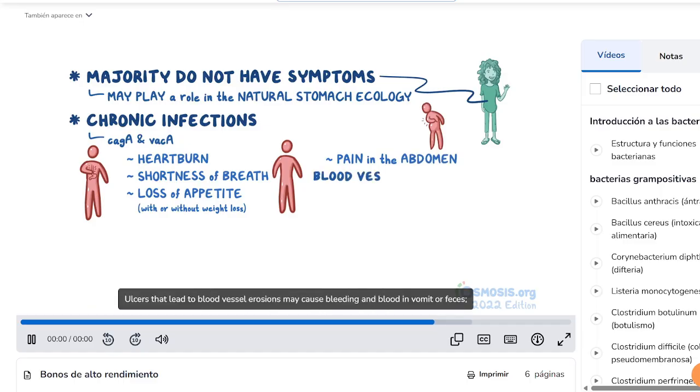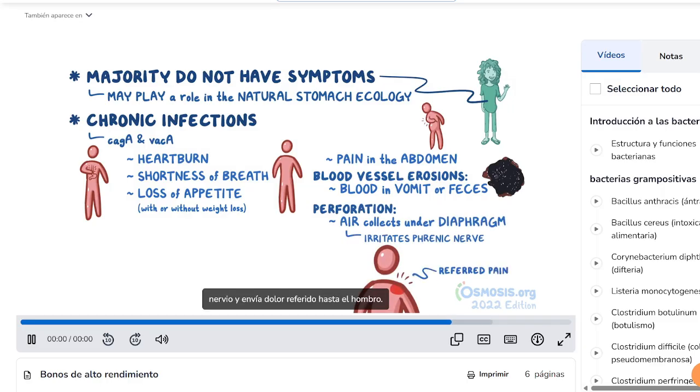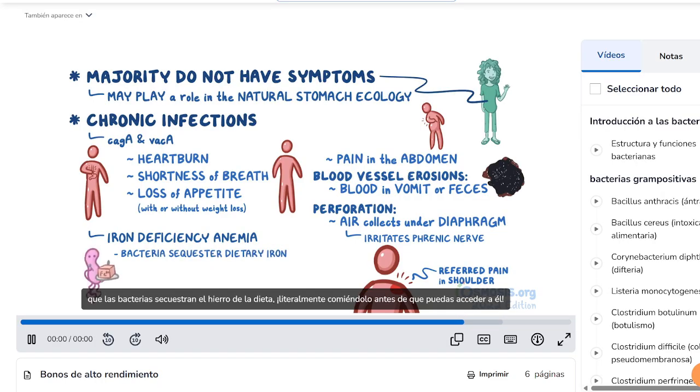Ulcers that lead to blood vessel erosions may cause bleeding, and blood in vomit or feces. If a nearby artery is eroded, it could lead to rapid blood loss and shock. If a perforation occurs, air can collect under the diaphragm, irritating the phrenic nerve and sending referred pain up to the shoulder. Finally, a chronic infection can also lead to iron deficiency anemia. It's thought that these bacteria sequester dietary iron, literally eating it before you can get to it.